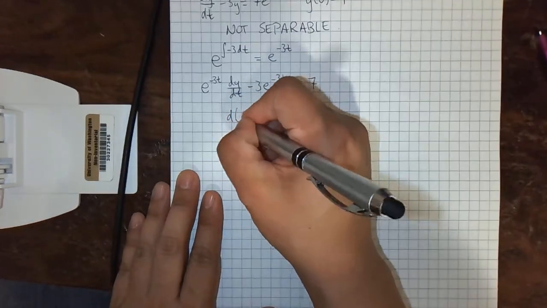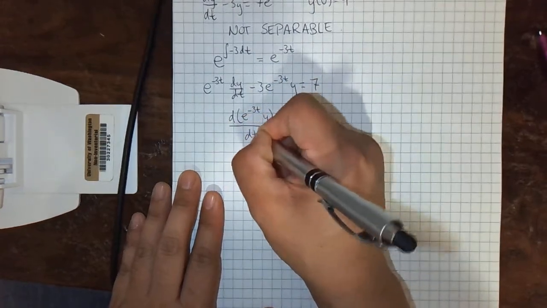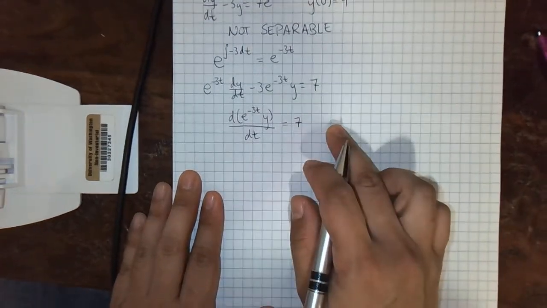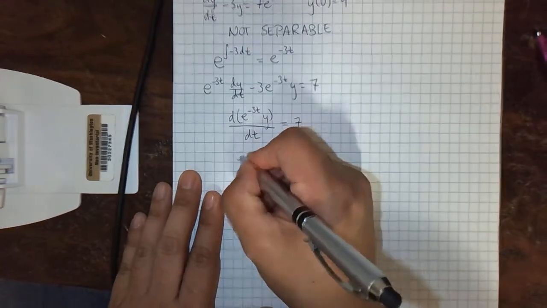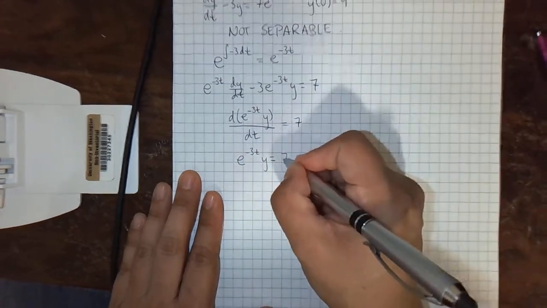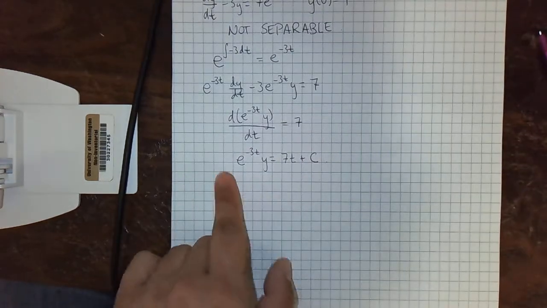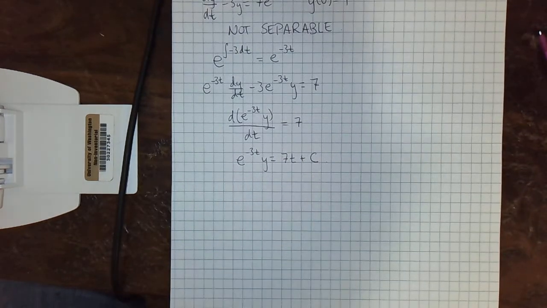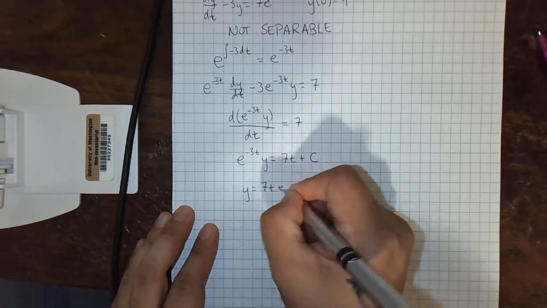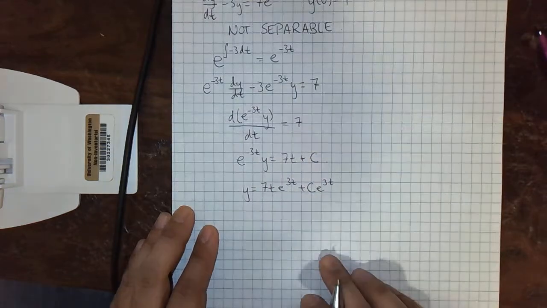This is still that same product rule, right? The derivative of e to the negative 3t y equals 7. Now if I integrate both sides with respect to t, I get e to the negative 3t y equals 7t plus a constant. Getting y by itself, multiply by e to the positive 3t. We'll get rid of this. So y is 7t e to the 3t plus c e to the 3t.